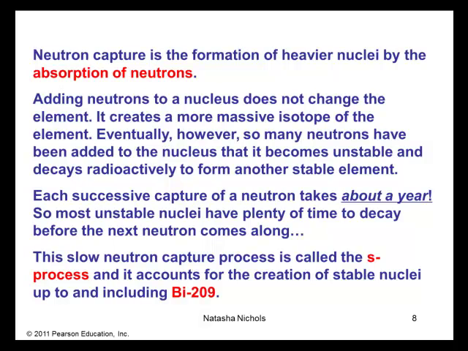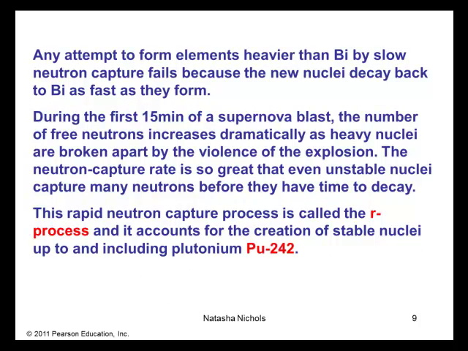Each successive capture of a neutron takes about a year. So most unstable nuclei have plenty of time to decay before the next neutron comes along. This slow neutron capture process is called the S process, and it accounts for the creation of stable nuclei up to and including bismuth-209. Any attempt to form elements heavier than bismuth by slow neutron capture fails because the new nuclei decay back to bismuth as fast as they form.